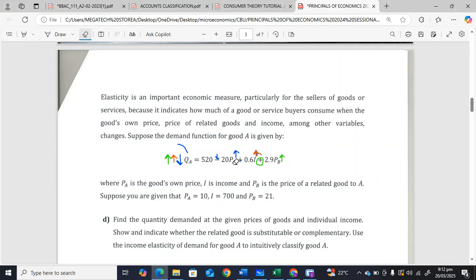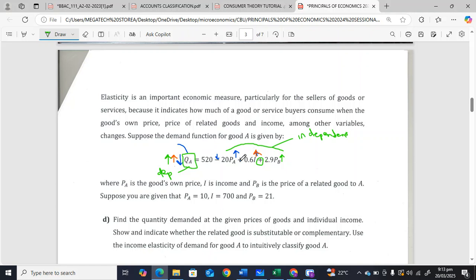If it's negative, it means there's a negative relationship with the dependent variable, okay? Because here, quantity demanded for good A is the dependent variable, okay? And then PA, I, and PB are the independent variables, okay? These are the ones that are going to influence quantity demanded of good A. So the signs before the independent variables show you the relationship that independent variable has with the dependent variable. So if you see a minus sign, it means the price of good A, which is the independent variable, has a negative relationship with quantity of good A, the dependent variable.